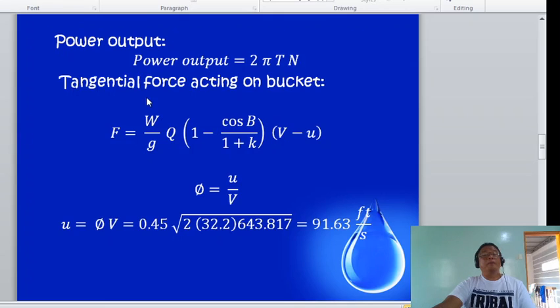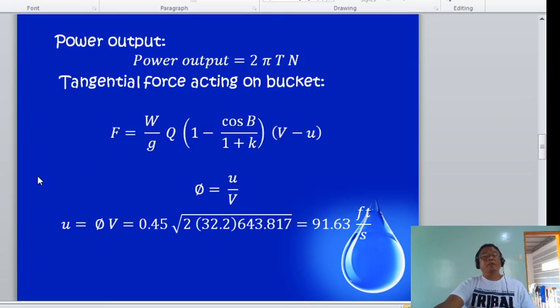So for the power output, the power output is equal to 2 pi Tn over 60. So, the tangential force acting on the bucket. The tangential force now is equal to W over g multiplied by Q multiplied by the factor 1 minus cosine beta over 1 plus K, multiplied by the velocity minus the velocity of the runner. Or simply, the peripheral coefficient equals U over V.